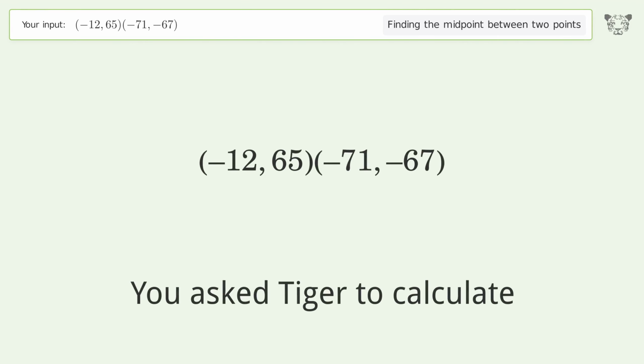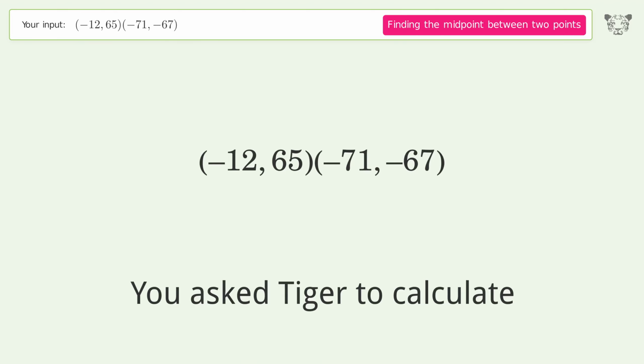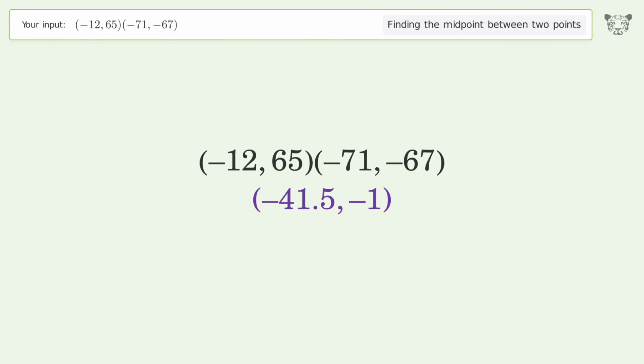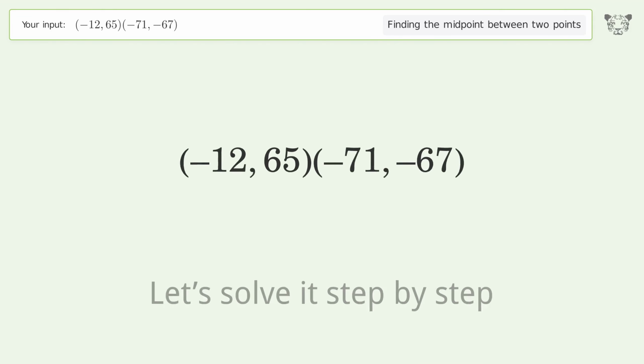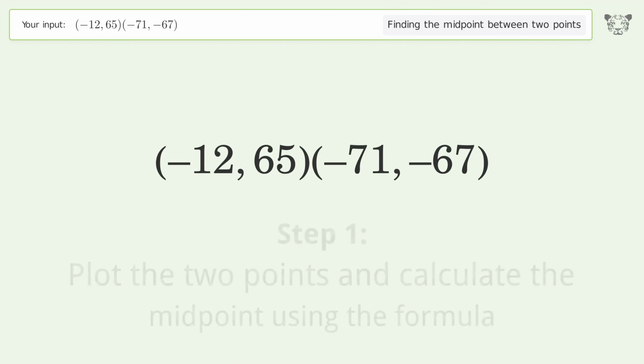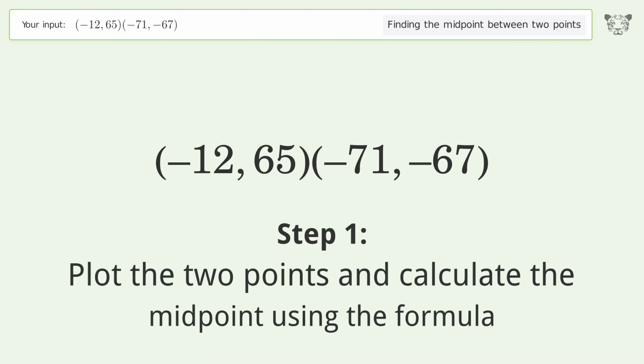You ask Tiger to calculate. This deals with finding the midpoint between 2 points. The midpoint between the 2 points is -41.5, -1. Let's solve it step by step. Plot the 2 points and calculate the midpoint using the formula.